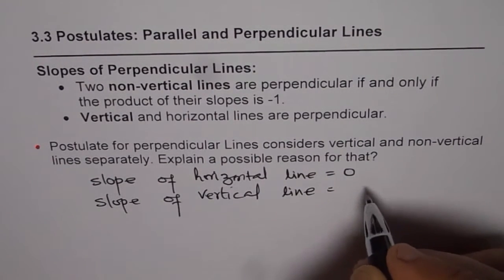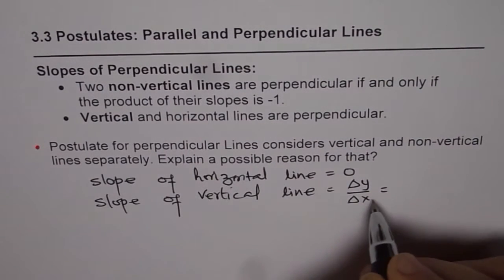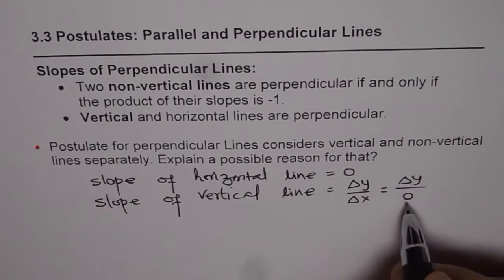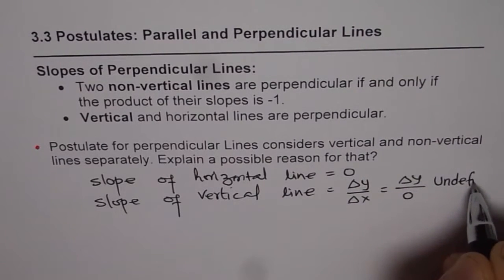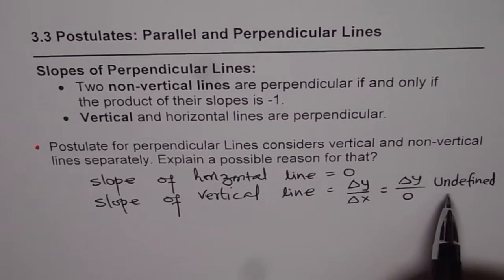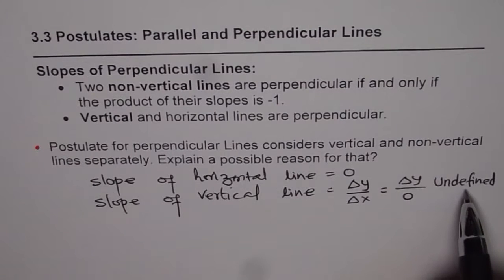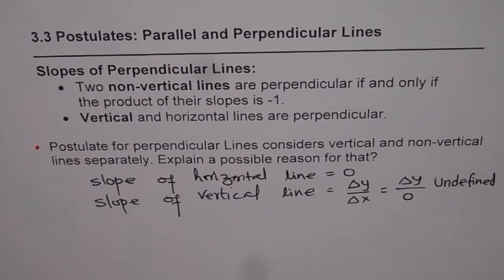When we say delta y over delta x, then really delta x becomes 0. So it is something which is delta y over 0. Since we cannot divide by 0, we say it is undefined. Right, so that is the reason. Since the slope of a vertical line is undefined, we have to always treat it separately. So it's very important to understand why we are talking about non-vertical lines and vertical lines in these postulates, correct? So that is the reason.